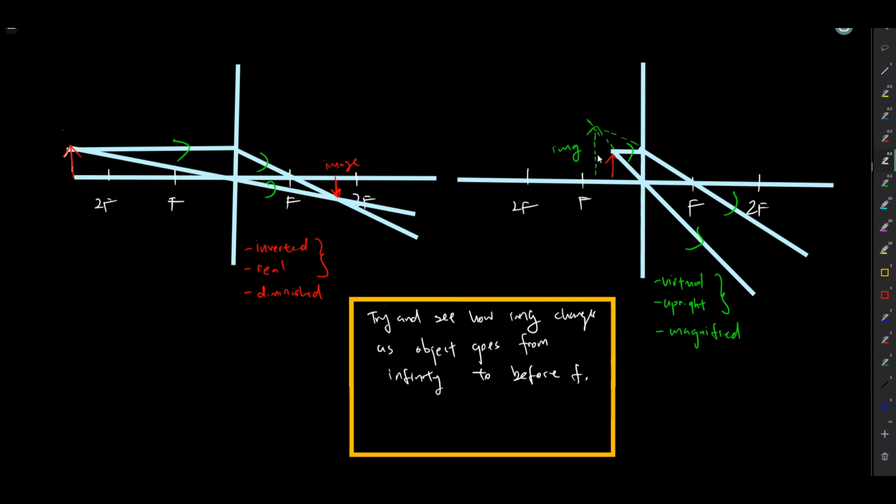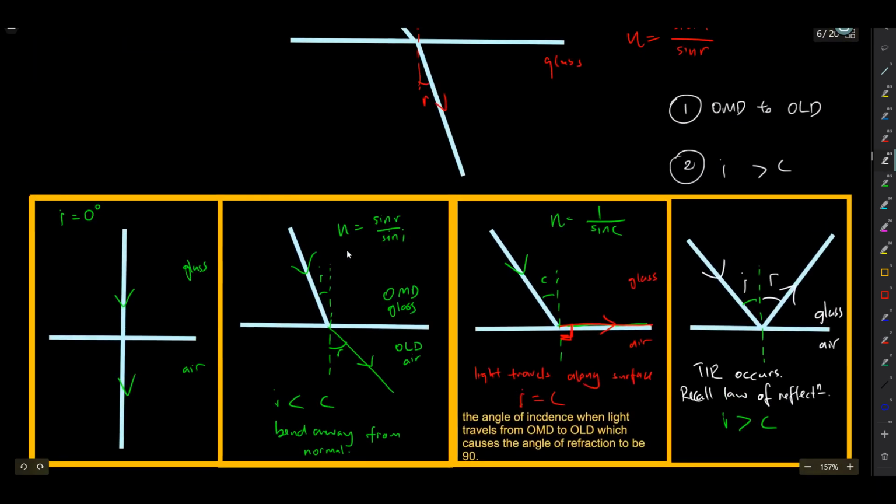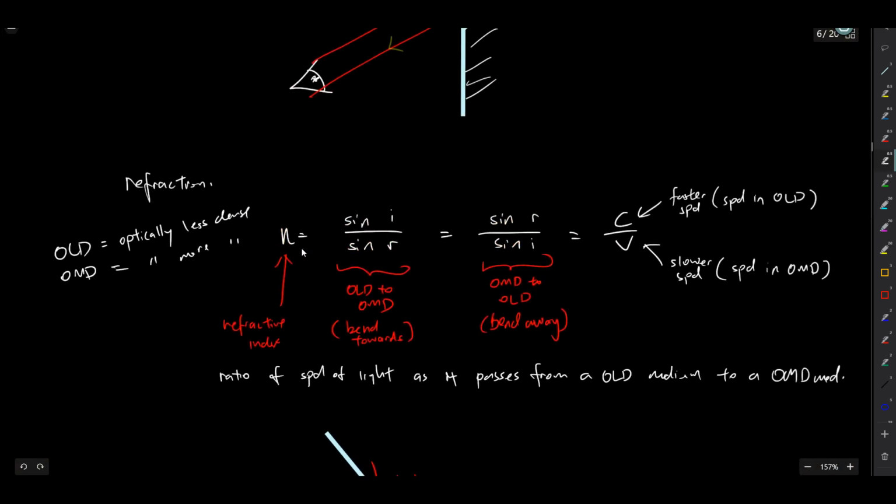So lenses. Now someone asked, what does it mean for refractive index to be high or low? High refractive index means my light can bend more. Low refractive index means my light will bend less. So n is just telling you how much light will bend. The more it bends, the higher the n. That's about it.